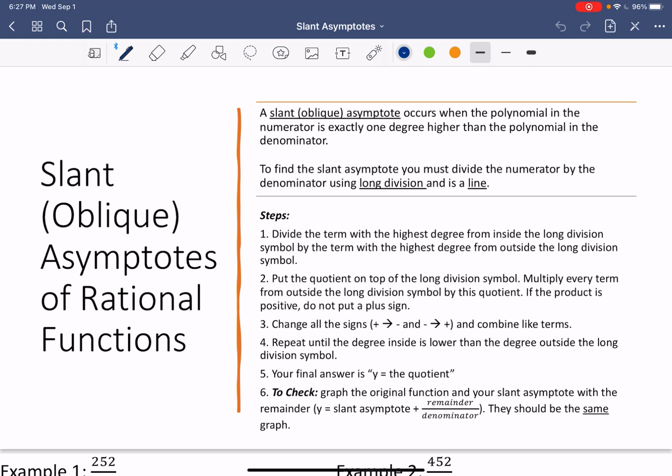Alright, you guys, so here we are with another lesson. This is going to be for slant asymptotes, otherwise known as oblique asymptotes. And this is when we're going to be talking about rational functions. So we have the definition here.